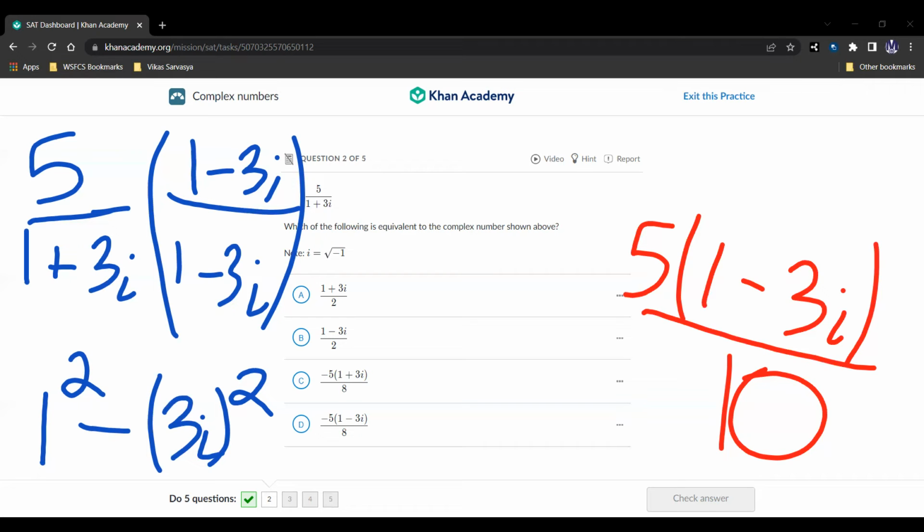Let's think a bit more critically. Let's see how we can get around this problem of having the 8 in the denominator instead of the 10. It turns out we have a 5 and we have a 10, right? We can cancel those out, and we get 1 minus 3i over 2. That's all there is to it.